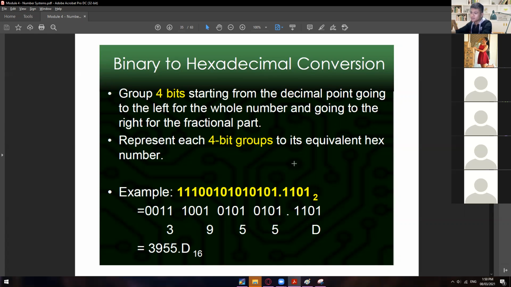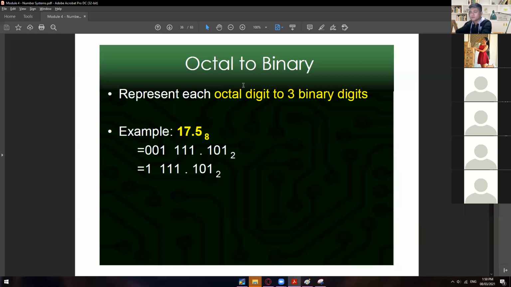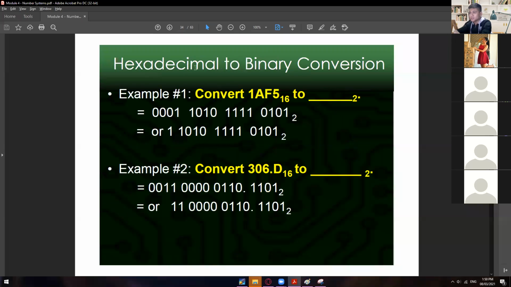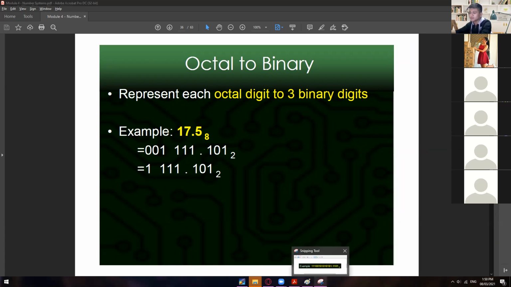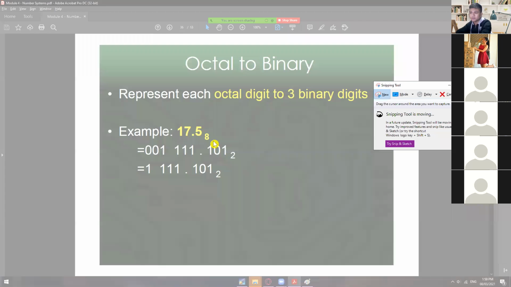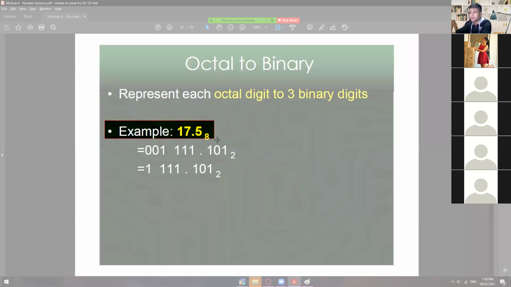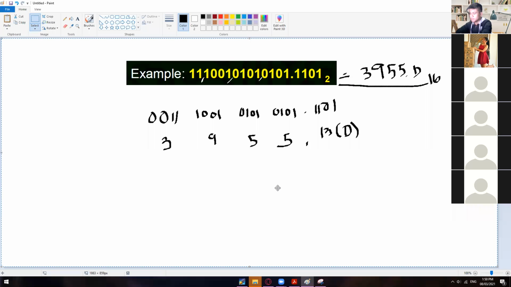All right, so that's it for binary to hexadecimal. Just group them by 4, and then you can get the hexadecimal of those binary numbers. If we have hexadecimal to binary, we also have octal to binary. So we have 17.5 base 8. Let me copy this one so that we can have a thorough explanation.